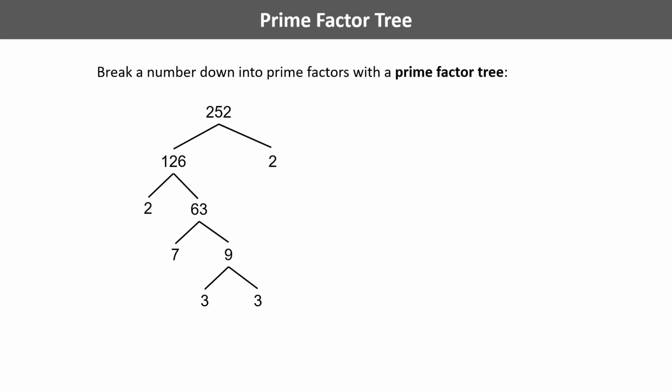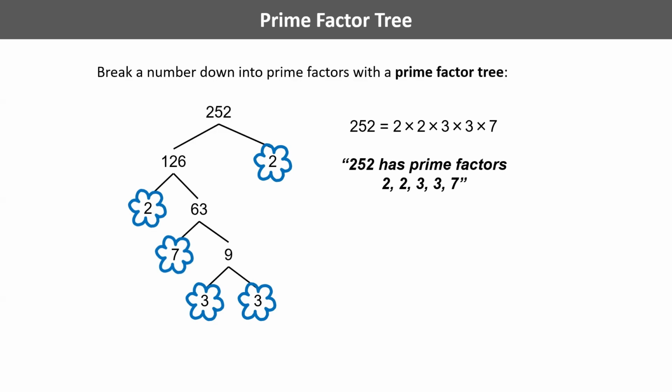Note that 1 is not a prime number, and we're not going to include that in our prime factor tree. You could think of the prime numbers as the flowers on the ends of the branches, but perhaps that's going too far. However, it is helpful to circle the prime numbers to keep track of them. 252 equals 2 times 2 times 3 times 3 times 7. I can say 252 has these prime factors.